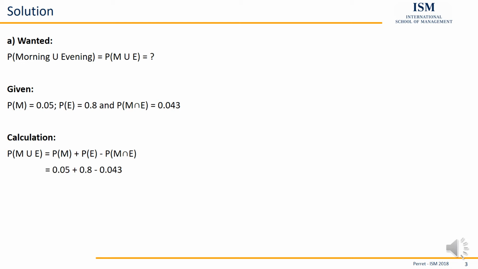If we insert our values here, we get as a result 80.7%. So there's an 80.7% chance that either the morning train or the evening train or both of them will be delayed. This concludes part 1.